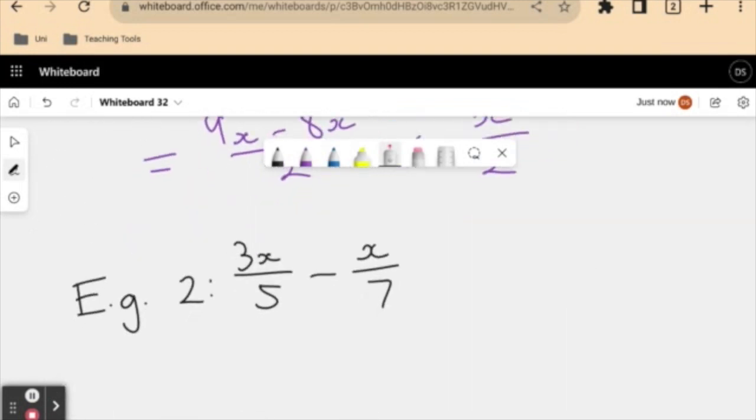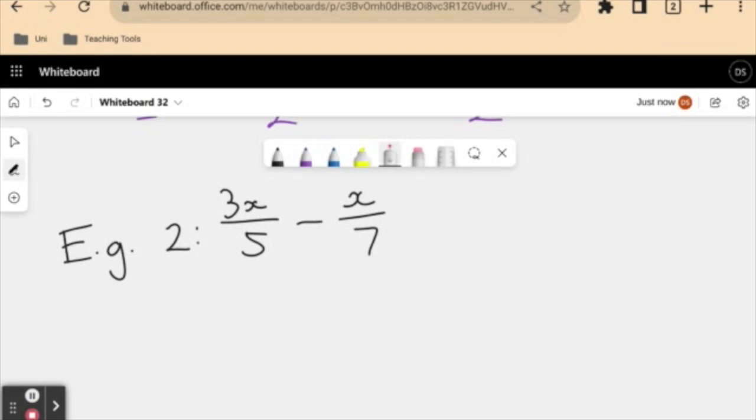So in our next example, we are going to look at working with different denominators. As I said, if you need a bit of a refresher, I do have videos up on adding and subtracting fractions with different denominators, like the case we have here. So feel free to have a look at that.